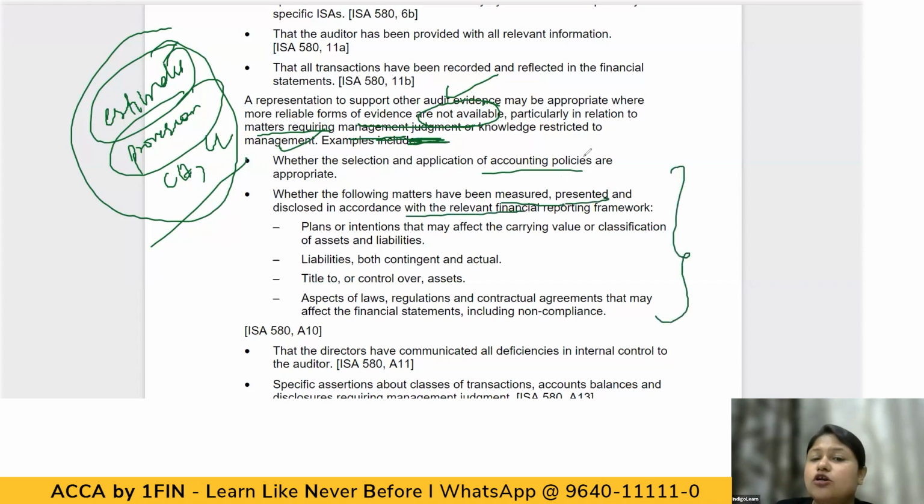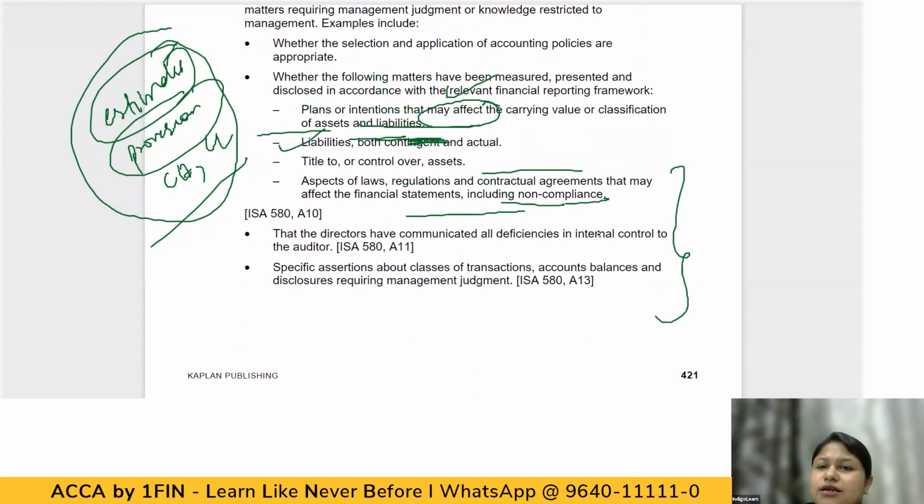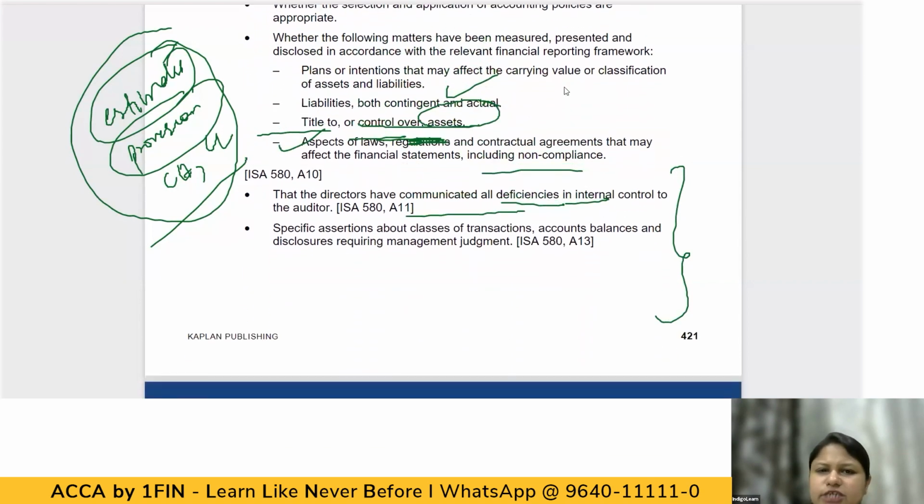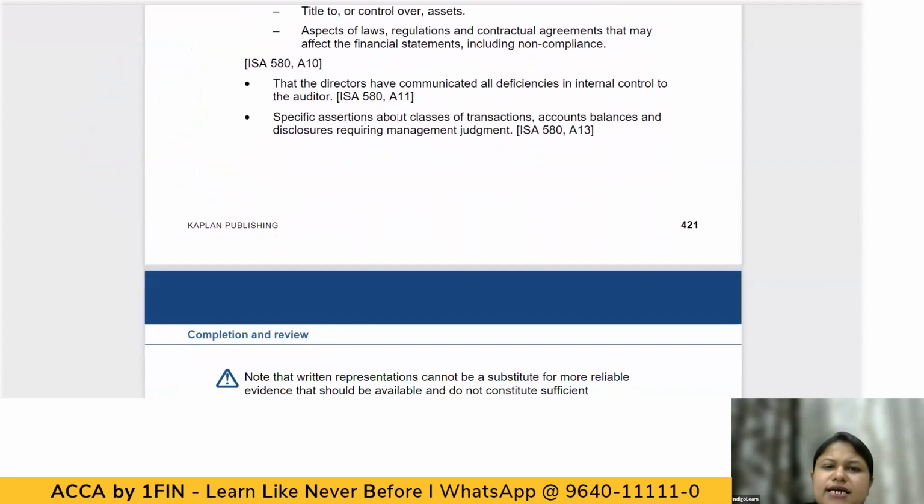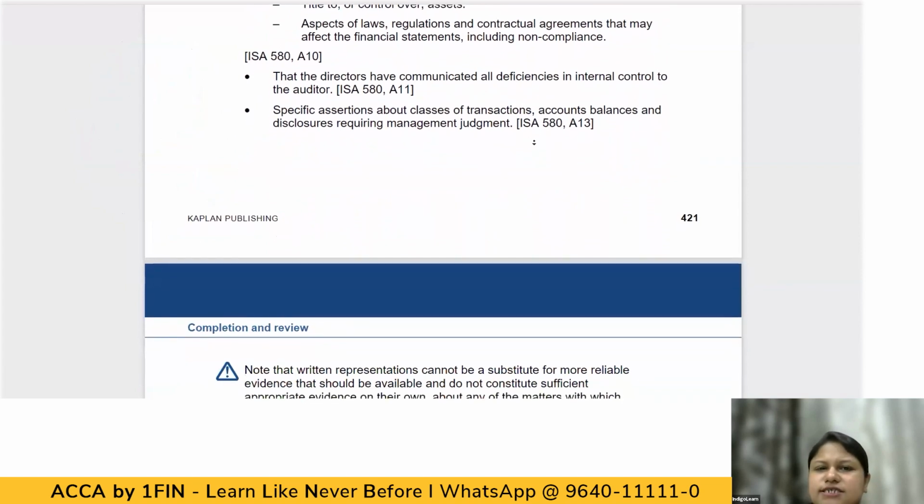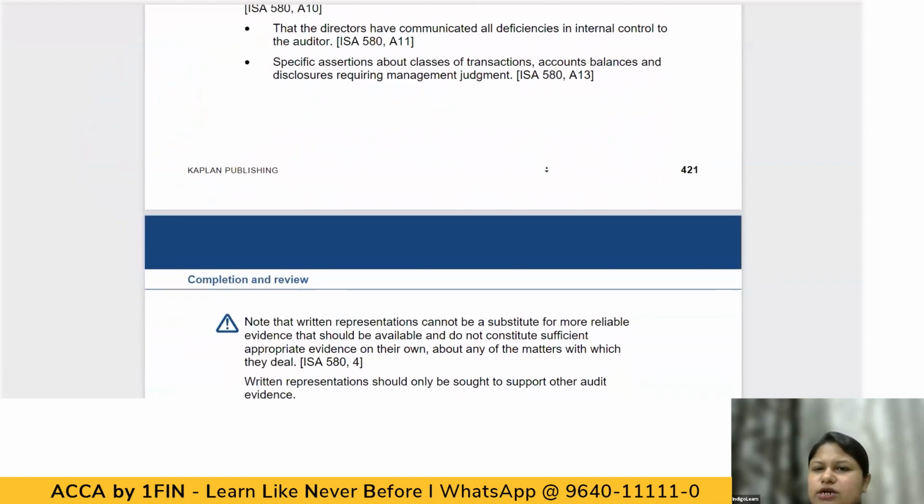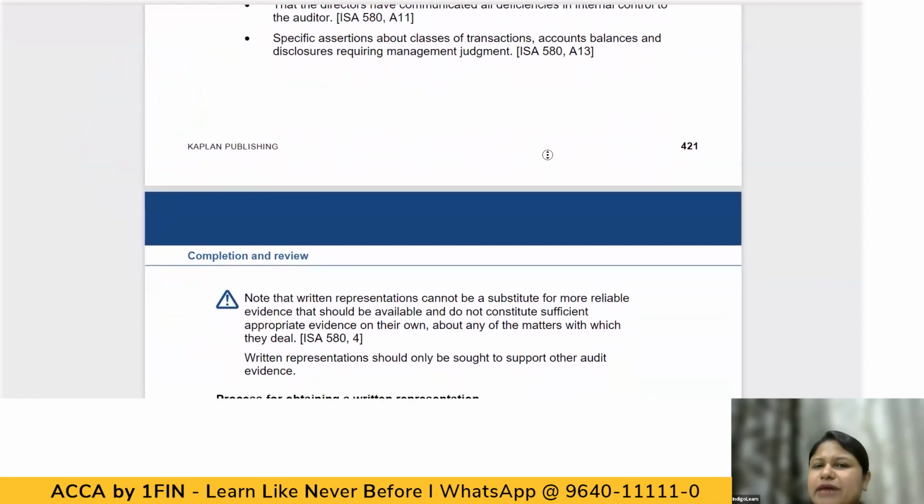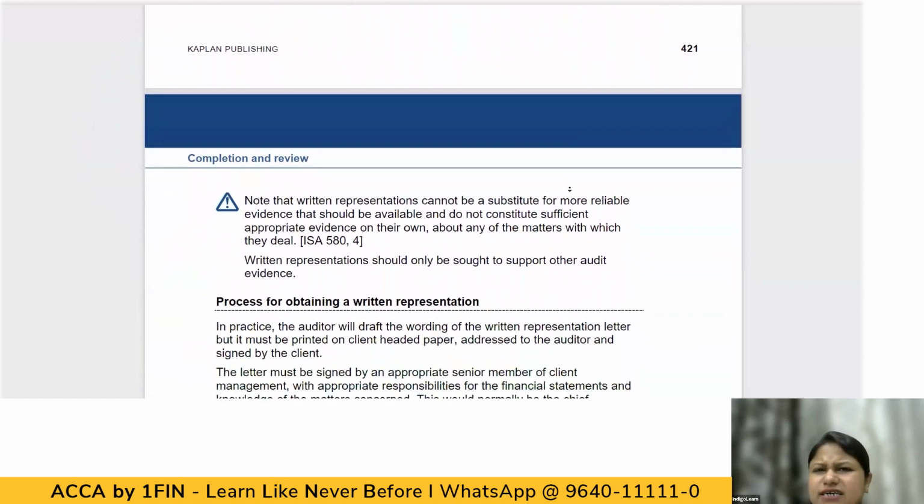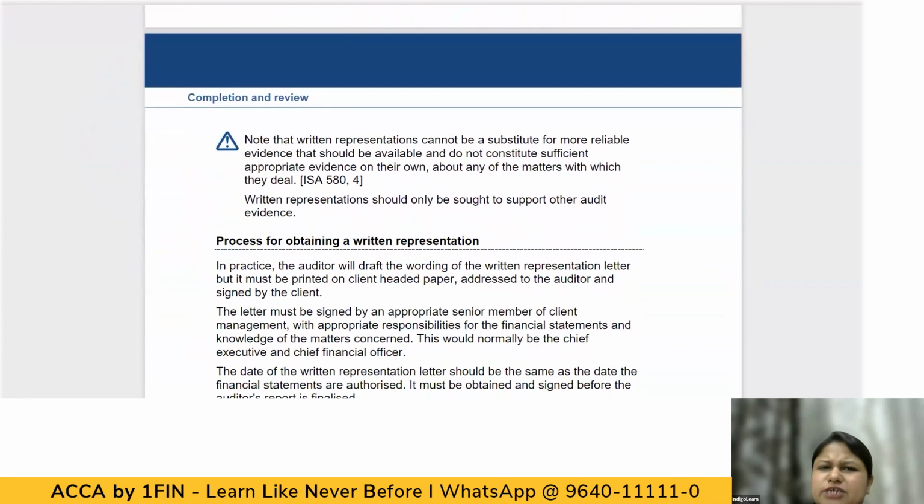So these are basically laws and regulations, contractual agreements and all. For this, we can obviously obtain management representation. Then, the directors have communicated deficiencies to the auditor, and specific assertions about classes of transactions that require management judgment. So all of these are basically what? The responsibility of the management, or where management's involvement and judgment is more. There, instead of going for other evidences, usually you don't find them reliable. So you definitely obtain written representation in those particular matters.